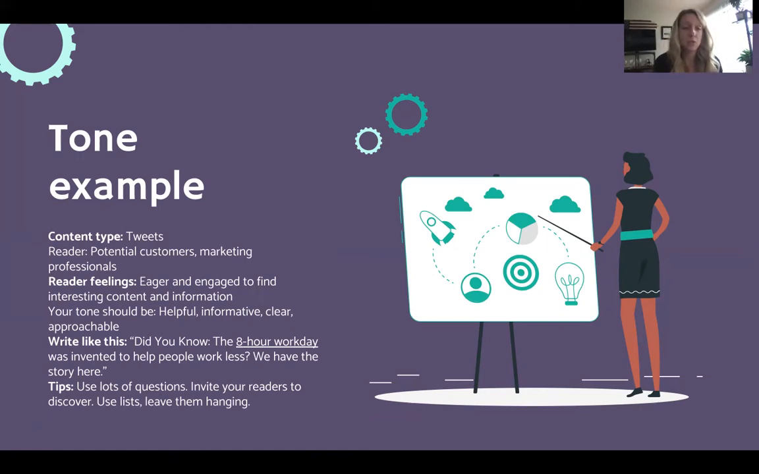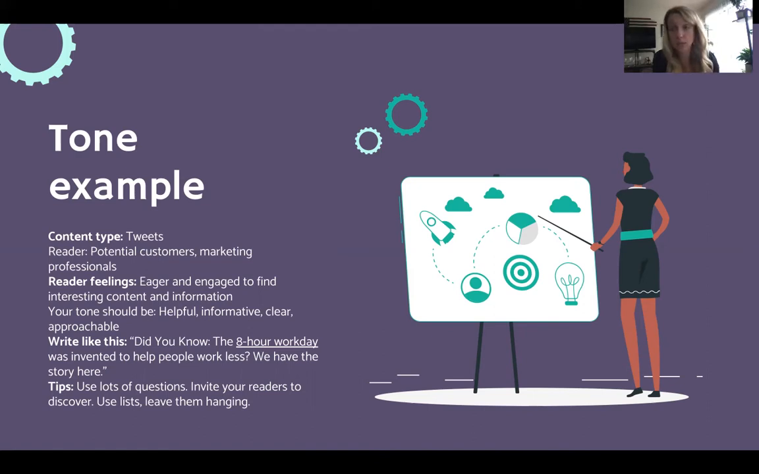And then use lots of questions. So engage your readers to think more and want more information from your tweet. You don't want to necessarily give them all the information that they need right there. You're usually driving that to more content, to a blog, to a website, to something that they want to buy. You're trying to engage them in the next step. So using questions can really help with that, and invite your readers to discover what you have already done, what explains your brand more, etc.